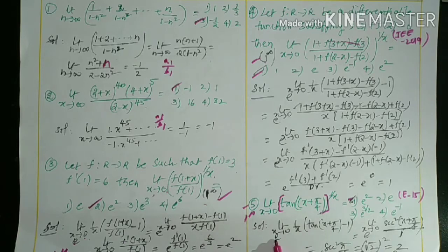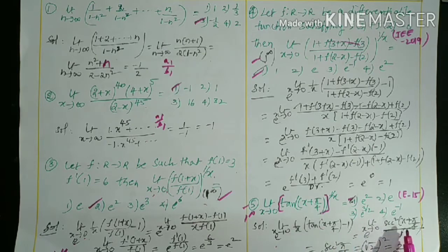As usual, you can use the formula. What is that? E power of limit x tends to 0, the power of this is 1 by x into the base tan of x plus pi by 4, from which we can subtract the 1, that is minus 1. Again, by observation, x is 0, tan 45 is 1, 1 minus 1 is 0. 0 by 0 means you can use the L'Hospital rule, which means you can apply the derivative.